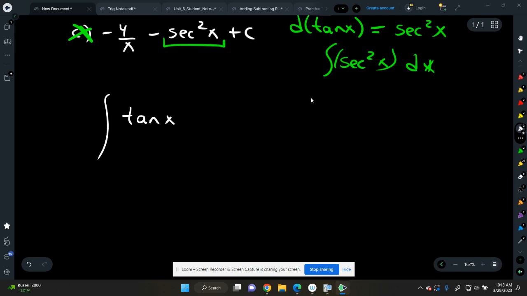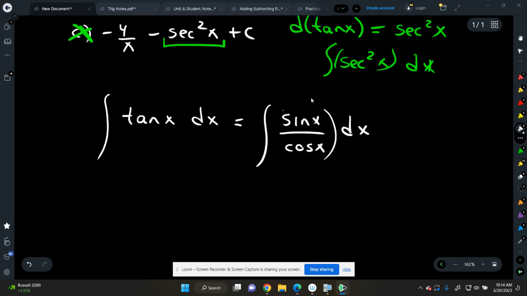Integral of tangent x dx. Okay, let's rewrite this as sine x over cosine x. Let's think through this a minute. If I were integrating sine x over cosine x, how would you do that? Make cosine your u. Excellent. Cosine is u, so du is negative sine x.